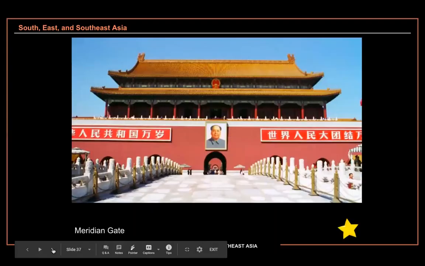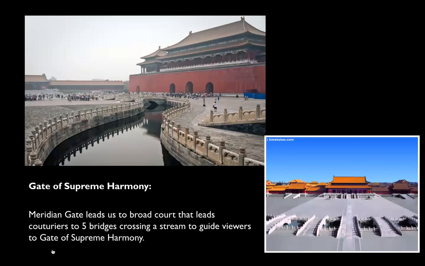Right? So here is the other side of the Meridian Gate. You can see once people come through the opposite side and cross it, they actually have to cross another body of water, and there are these 5 bridges. The 5 bridges lead you to this other gate, but it has a building above it called the Gate of Supreme Harmony. So it's this colossal structure.